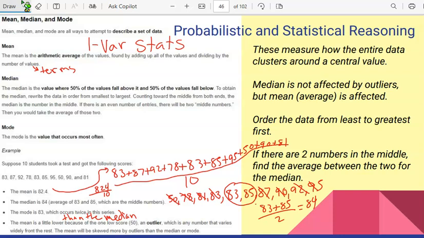So some key things to remember here is that these measure how the entire data clusters around a central value. Median is not affected by outliers, but the mean, the average, is affected. You want to order the data from least to greatest first, and if there are two numbers in the middle, find the average between the two to find the median.